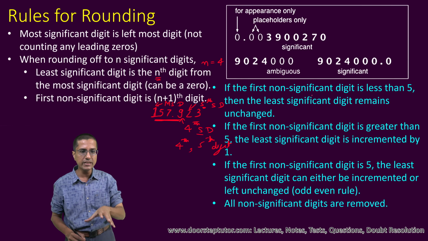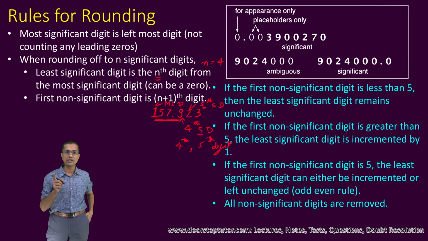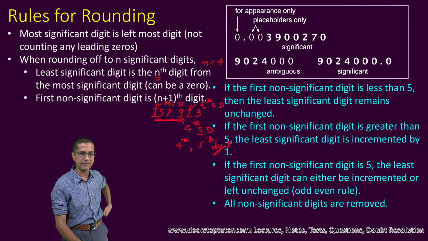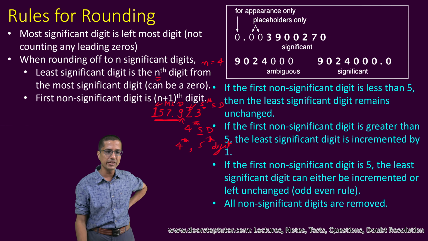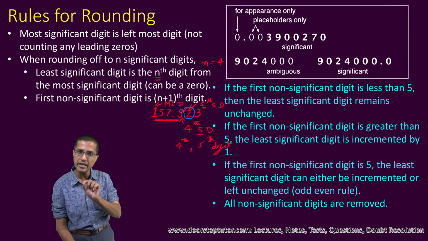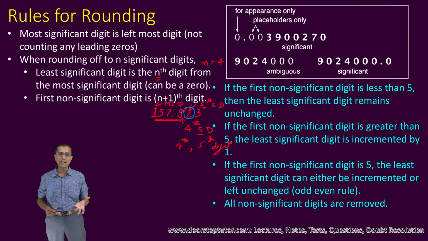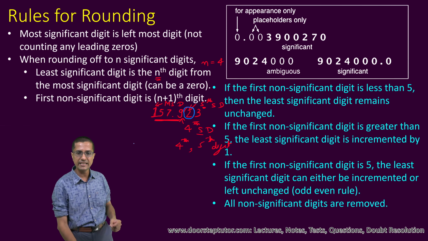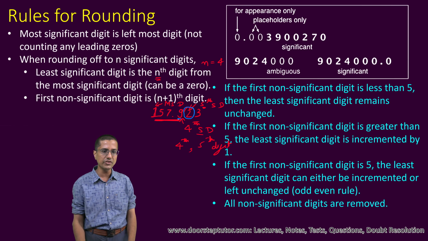Now, what this rule is saying is that if the first non-significant digit is less than 5, so this is my first non-significant digit, the digit I want to really get rid of, the 2 right here, if it is less than 5, then the least significant digit remains unchanged. Then I don't really change this. This is what the first rule is saying.